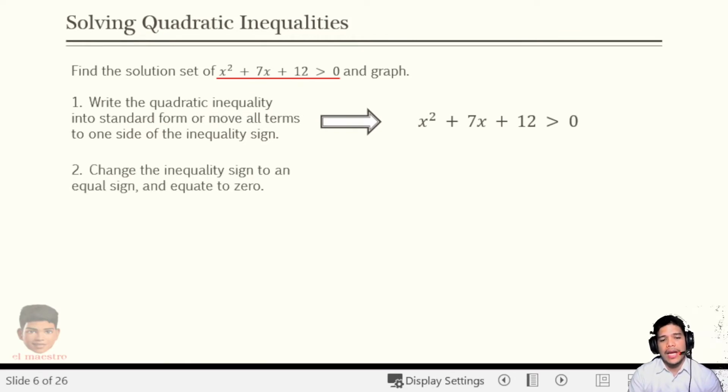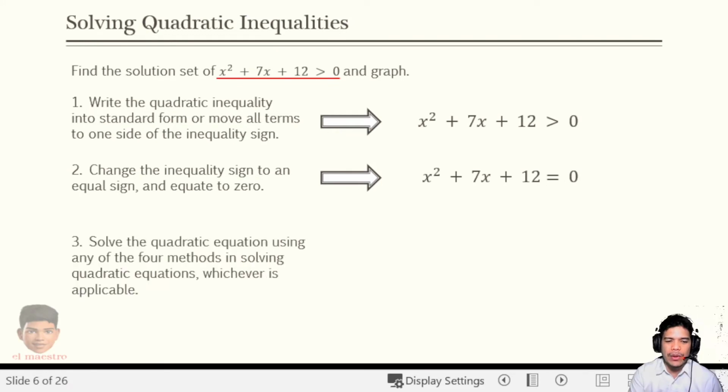Next step says, change inequality sign to an equal sign and equate to 0. So, i-change daw natin. Look, notice nyo, from inequality, ginawa nating equal sign. Ganon lang. So, after nagawa natin into its standard form, i-change natin yung inequality to equal sign. The next, solve the quadratic equation using any four methods. So, this time, class, hindi na natin i-discuss on how to solve a quadratic equation. So, I presume na alam nyo na paano i-solve ang quadratic equation. And again, if hindi pa, you can check my YouTube channel. Meron tayong video regarding that matter.